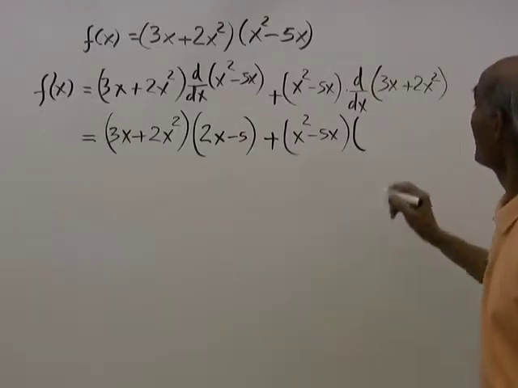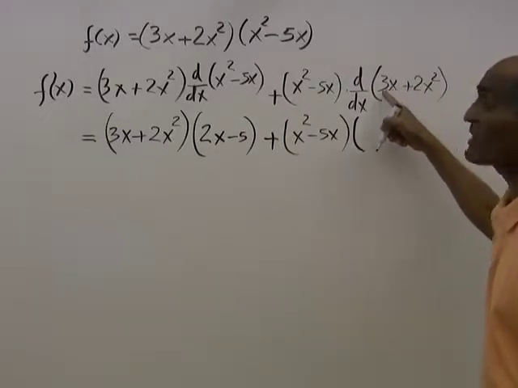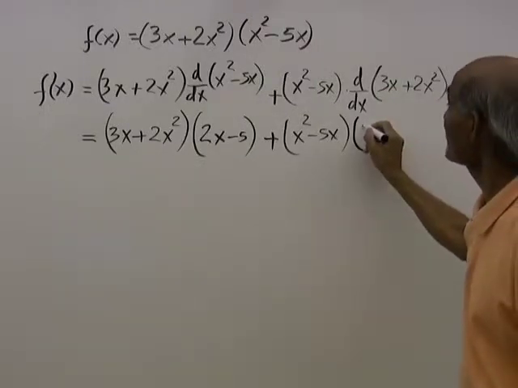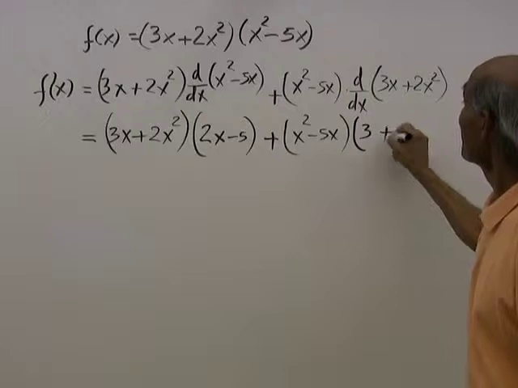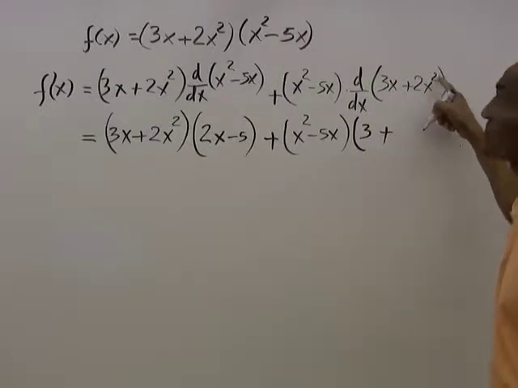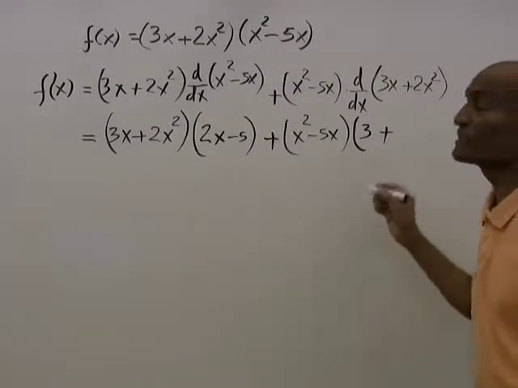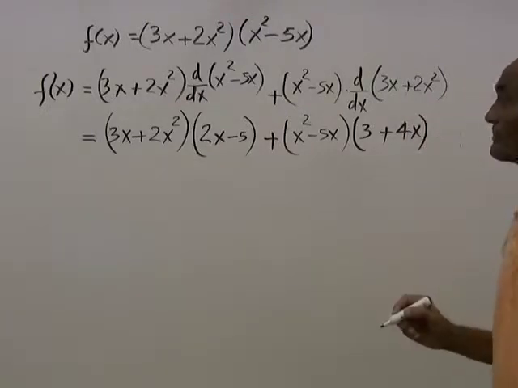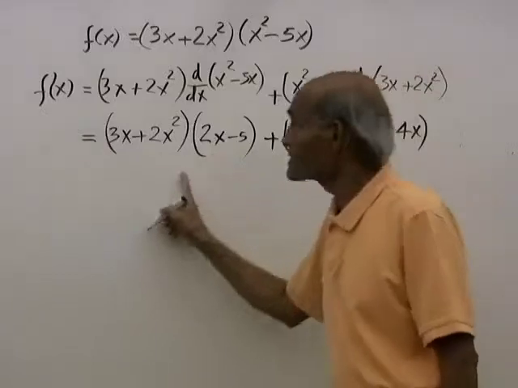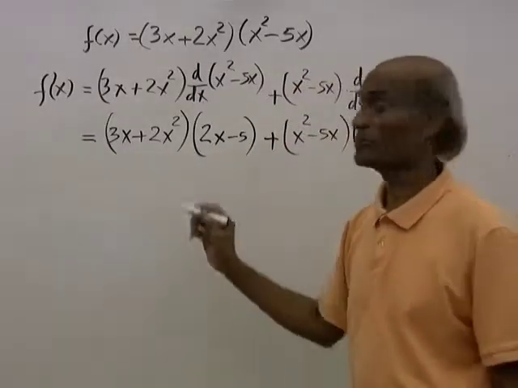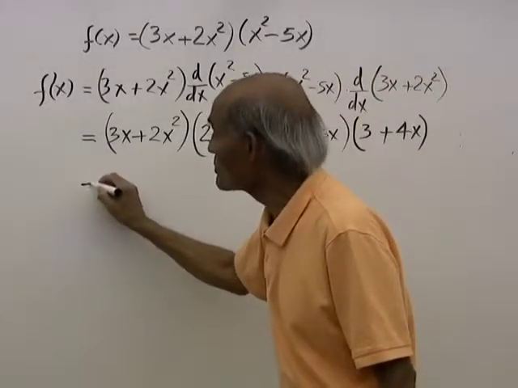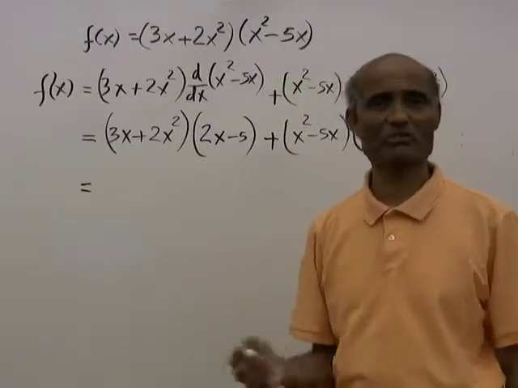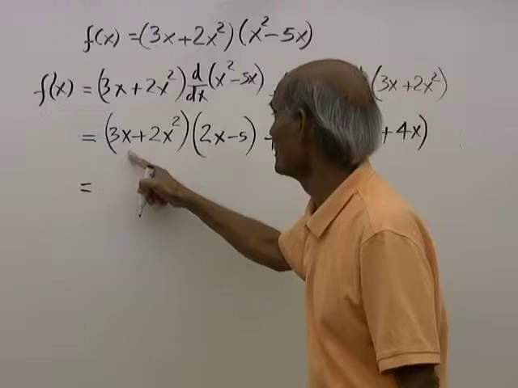Alright, tell me what the derivative of these quantities are. The derivative of 3x with respect to x is 3 plus the derivative of 2x squared with respect to x will be 4x. Alright, let's now multiply this out. Very often students make mistakes when you do these simple algebraic processes. Alright, let's multiply it out.